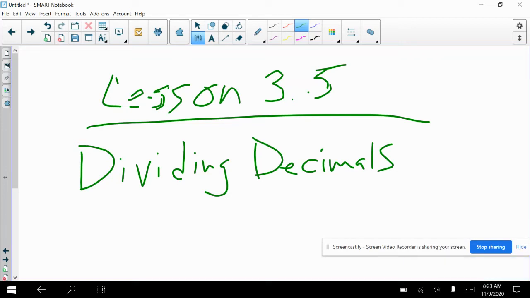Dividing decimals. More specifically, dividing two decimal numbers. Okay, 3-4 was dividing one decimal number by a whole number, and today we will be dividing a decimal by a decimal.